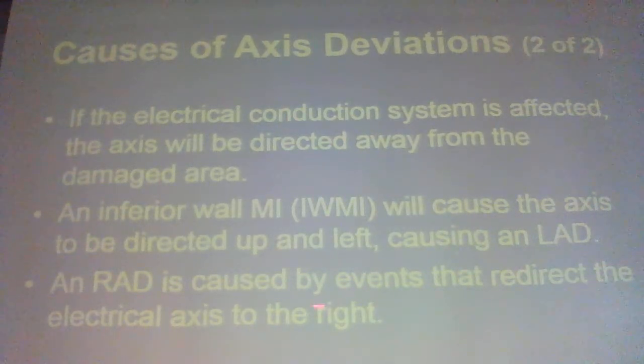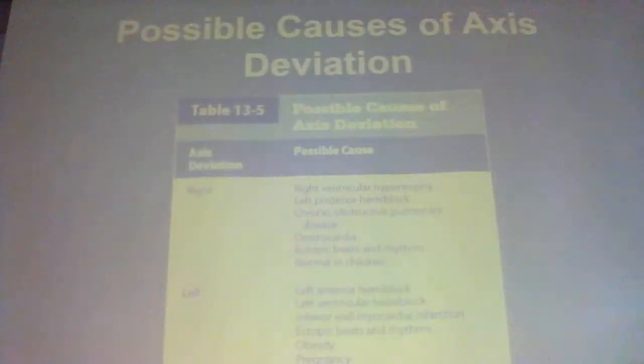Right axis deviation is caused by events that redirect the electrical axis on the right. So here are possible causes. Who knows what dextrocardia is? Your heart's flipped around in your chest.